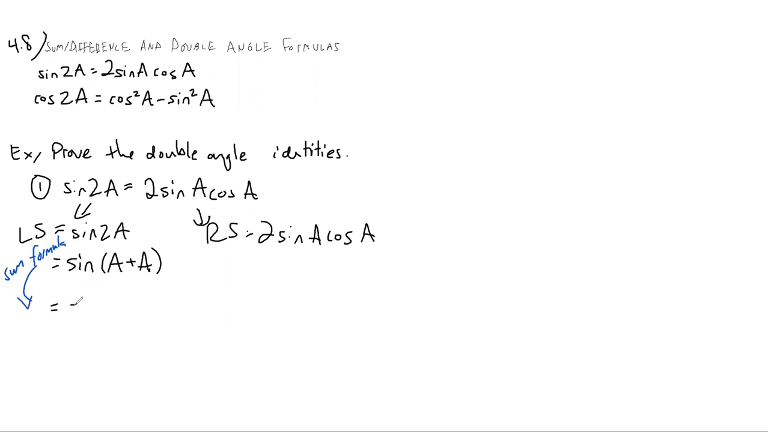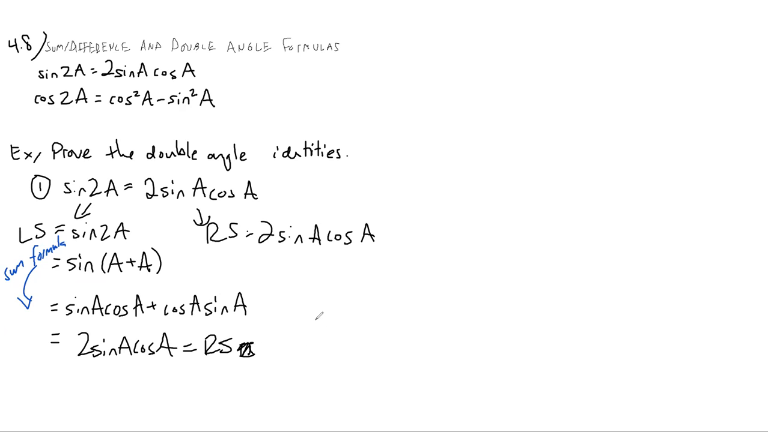And so that's going to be sine of the first, cos of the second, plus cos of the first, sine of the second. And then hopefully you can see that those are the exact same term. What we've got here is exactly 2 sine a cos a. And that would be it. That works out quite nicely.